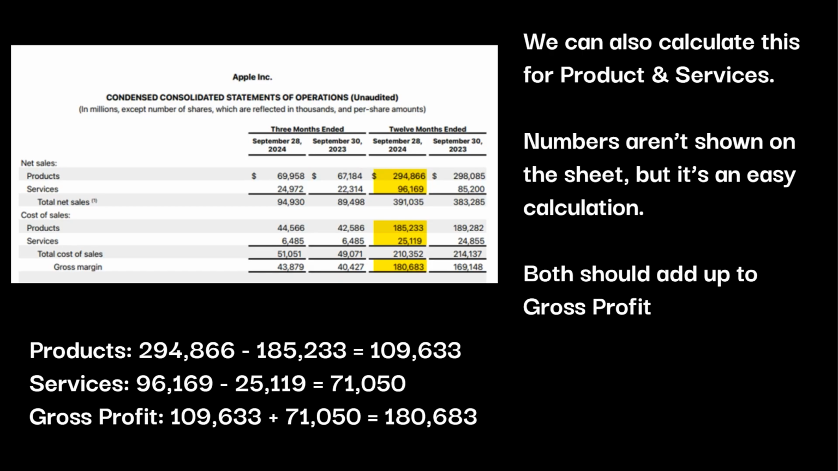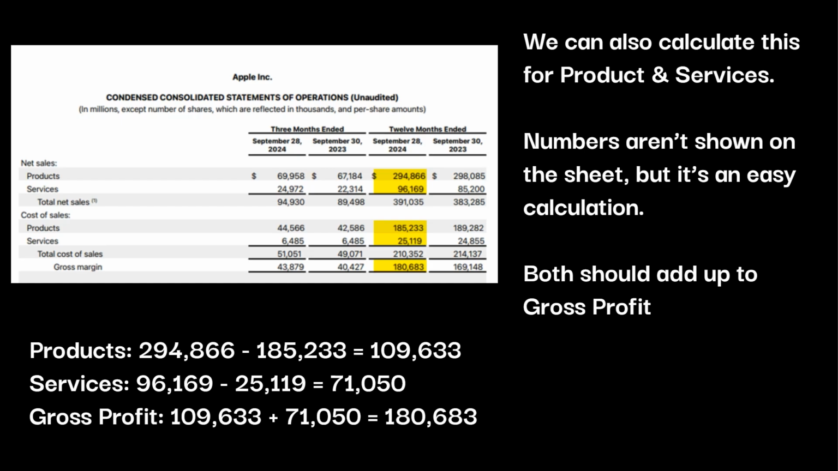And then what I also find interesting is we can find this for both products and services. So products, right? We brought in 294,866. You can subtract 185,233, and you can see it's 109,633. Services, right? 96,169 minus 25,119, 71,050. So although services brought in a lot less revenue initially, these numbers are, I wouldn't say pretty close because it's still a huge difference between them. But in comparison to what our net sales were above, these are a lot closer at the very end.